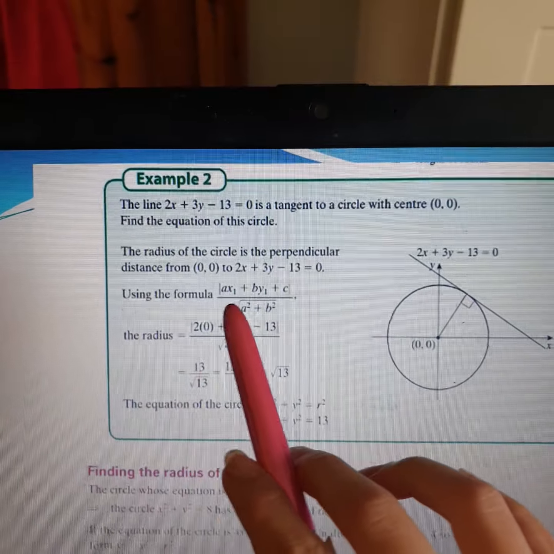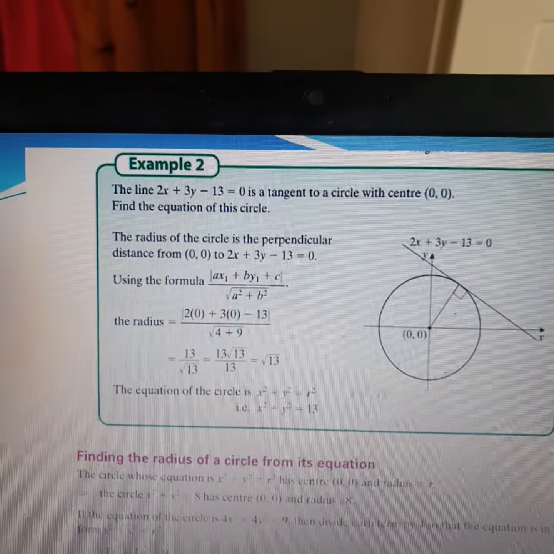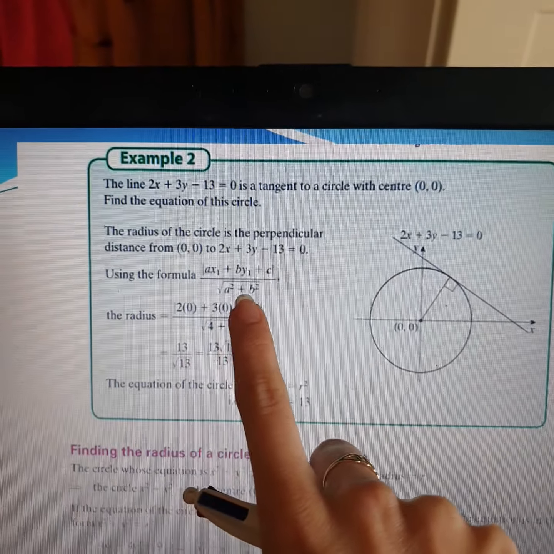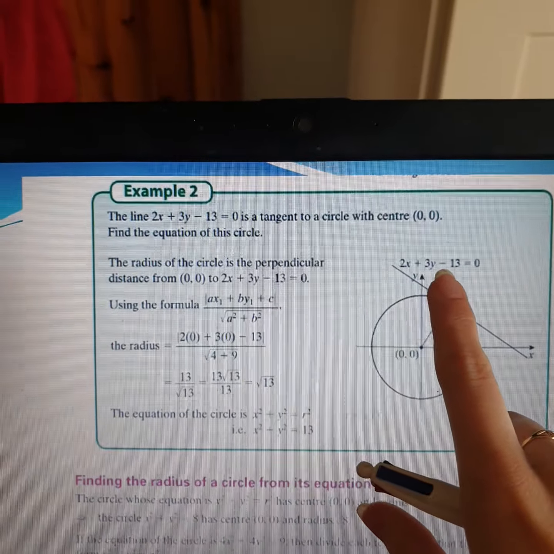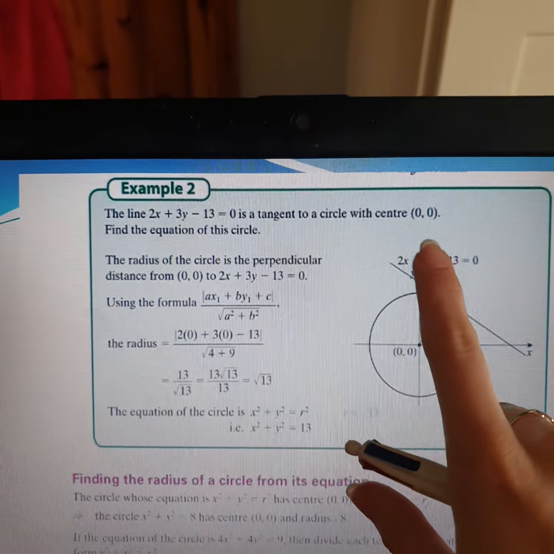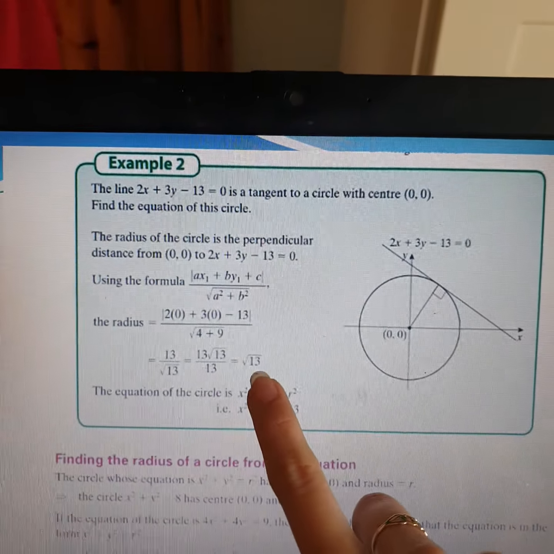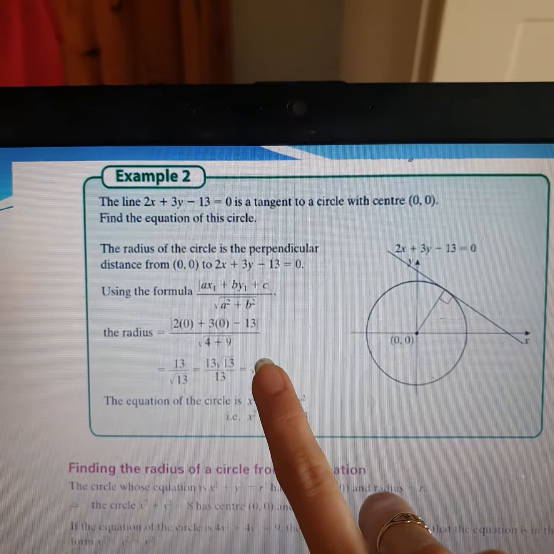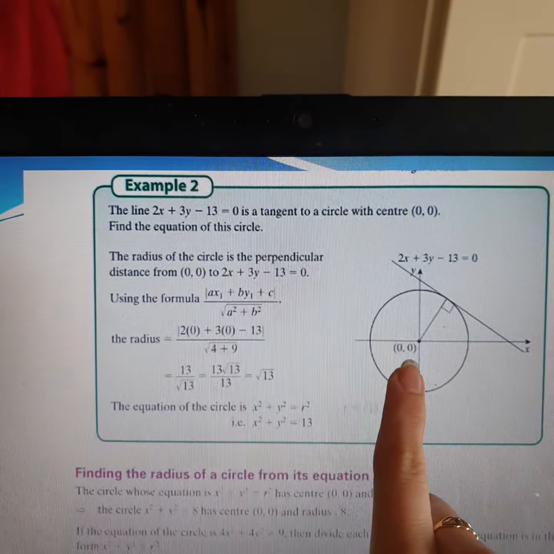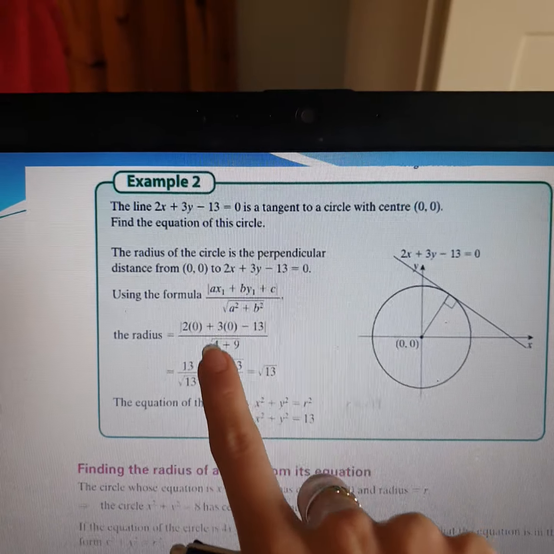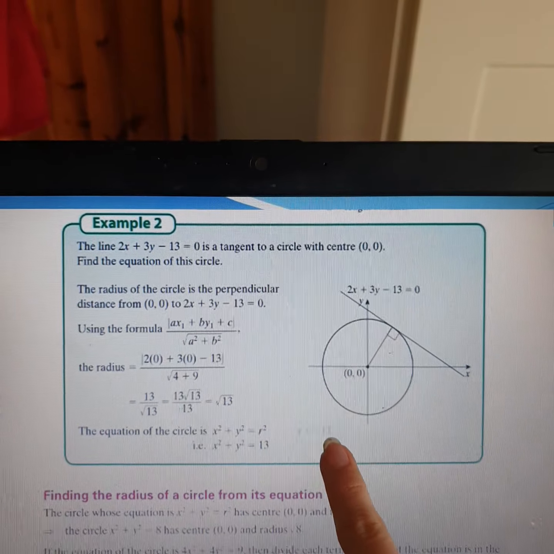Okay, so using the formula then, we have ax1 plus by1 plus c, all divided by square root of a squared plus b squared. Just sub in, you have a to be 2, you have b to be 3, you have c to be minus 13, and you have x1 to be 0, y1 to be 0, and plug it in. So that comes out then to be the square root of 13. Now remember what the question asks you. It asks you for the equation of this circle. So it does have centre 0, 0, so straight away the equation of the circle is x squared plus y squared is equal to r squared. R is equal to square root of 13, which you found.